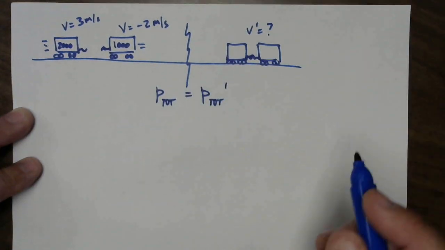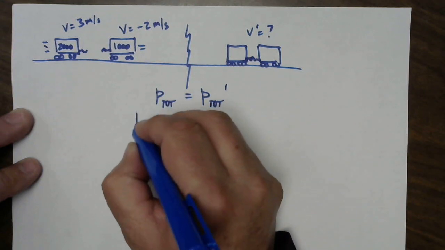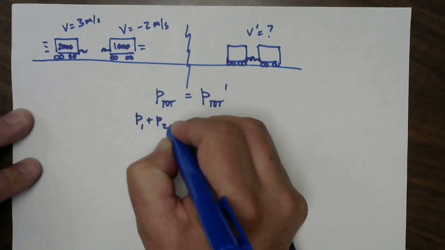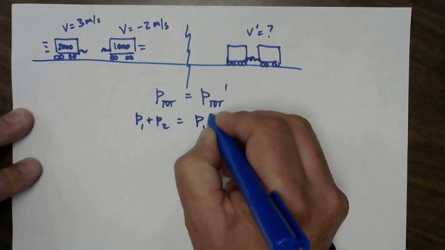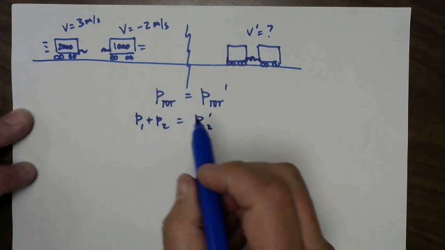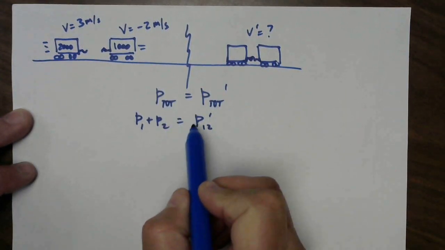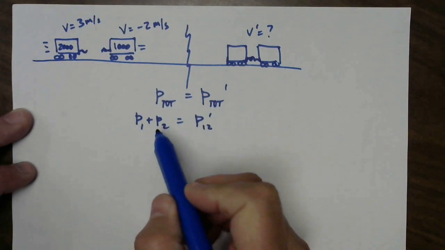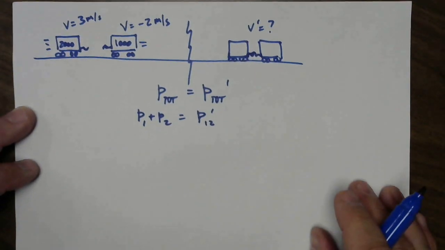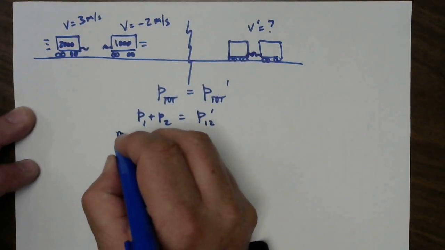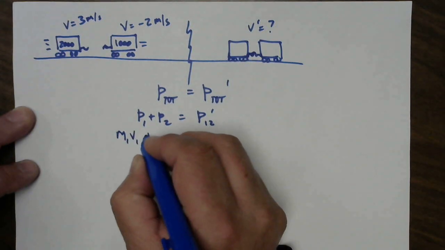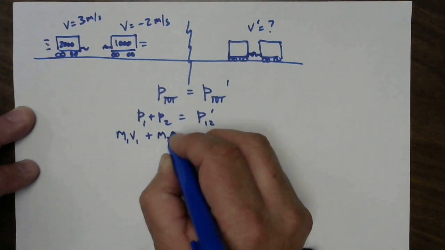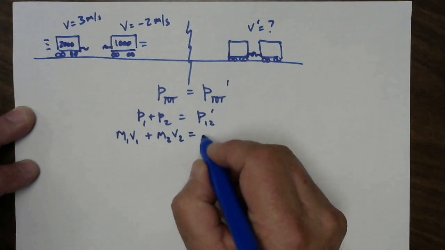P total equals P total prime. P1 plus P2 equals P1, 2 after. Okay, training wheels. Let's say you want to skip this step and move right to the next step because you know what's going to happen. Be my guest once you get good at it. But if you're not so good at it, write stuff down. Ink is cheap. Plus, it looks impressive.